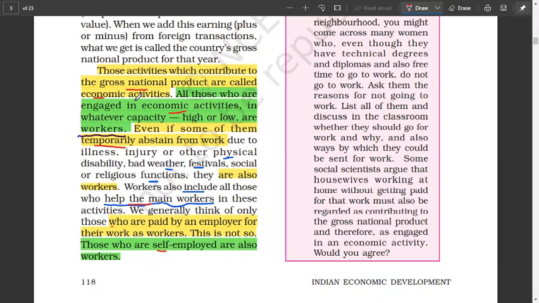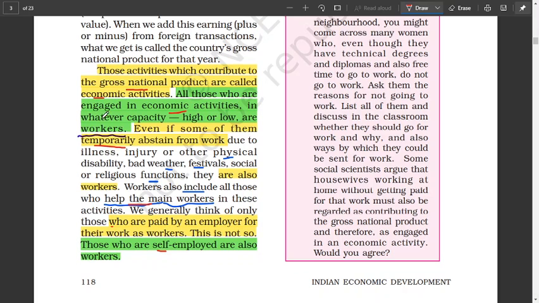So when you work, you earn a living, meaning you contribute to the earning of the country. That's economic activity. But if you work for free, there is no monetary aspect to it, so those are called non-economic activities. Activities that are economic in nature are those that contribute to national income and have monetary return.